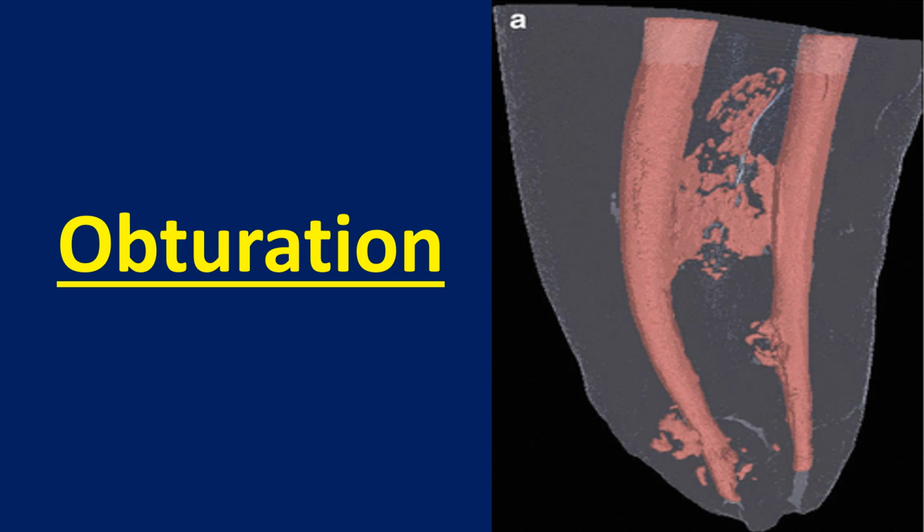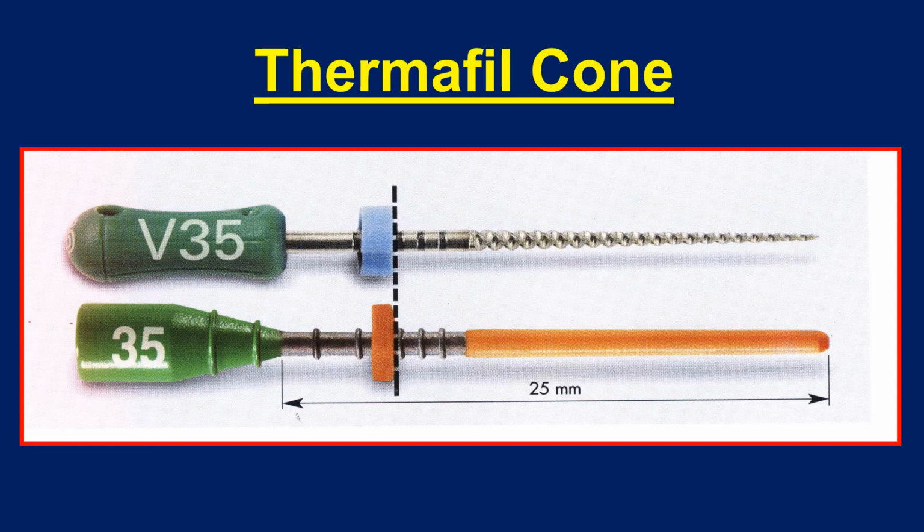Obturation is very important because you are going to close all the spaces and adapt to the root canal wall nicely, but it has to be adapted nicely in the coronal, middle, and apical regions, and even in areas that are isthmi, accessory canals, and lateral canals. The core carrier gutta-percha technique is very nice in such cases. For example, the thermophil cone, I always use it. It's a plastic core coated by gutta-percha.